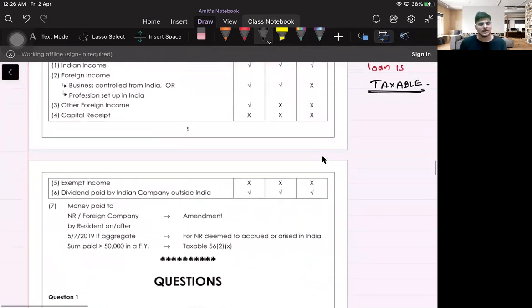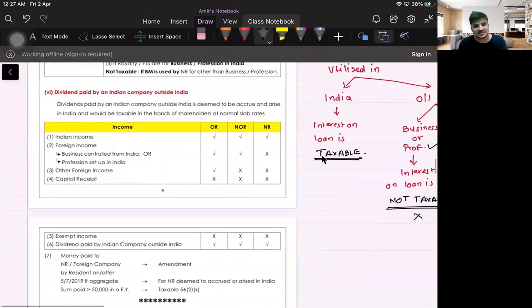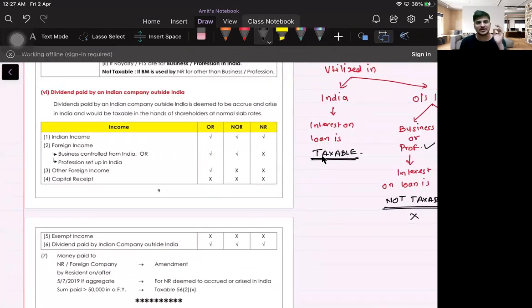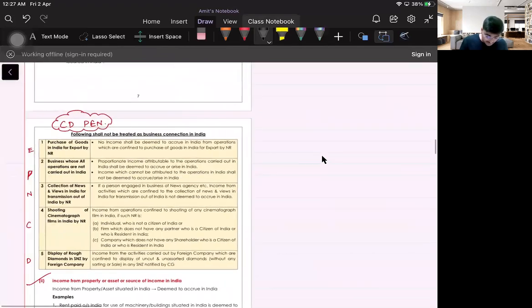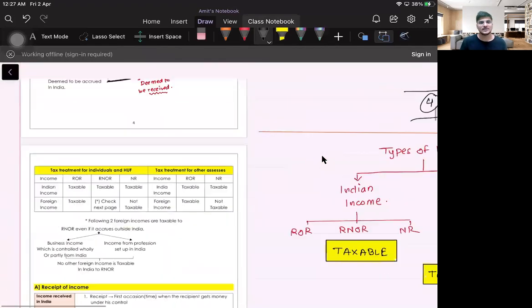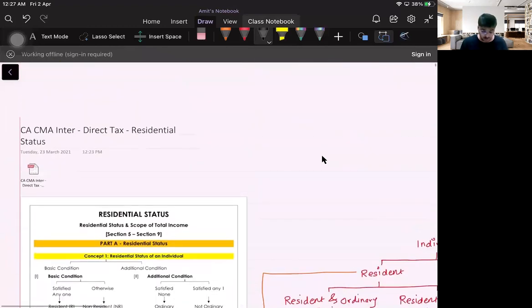And there is one more thing, that is dividend paid by an Indian company to its shareholders. Dividend paid by an Indian company to its shareholders will be taxable in the hands of shareholders. Earlier it was exempt under section 10(34), but now it is fully taxable in the hands of shareholders. And this is how we have completed the revision of our entire chapter, that is chapter number 2, residential status and scope of total income.